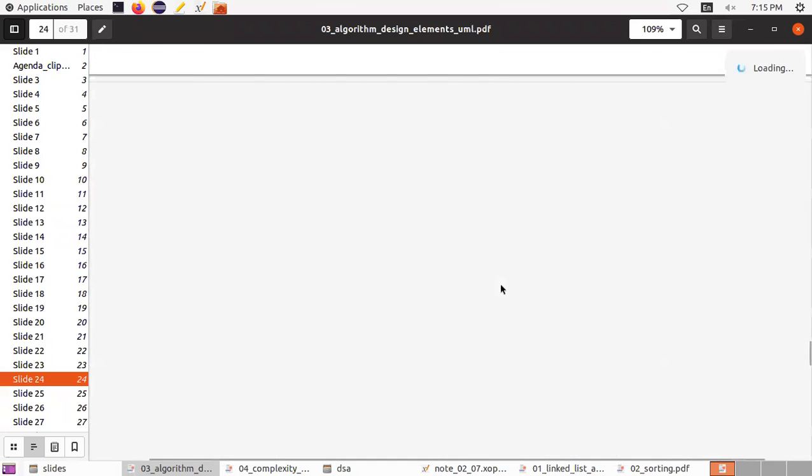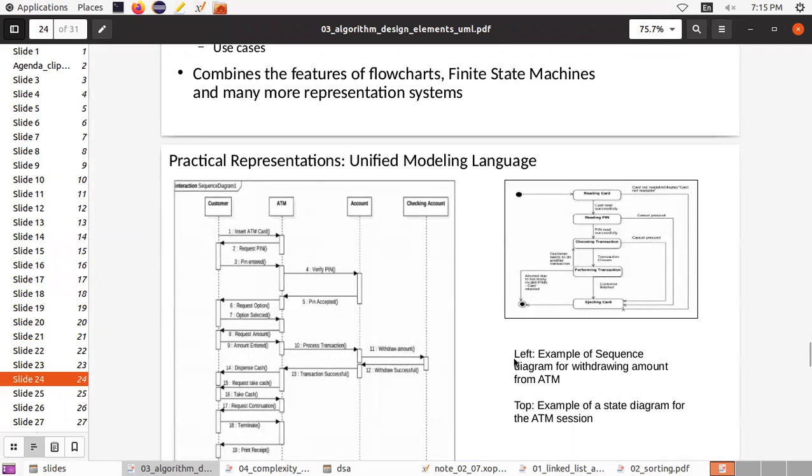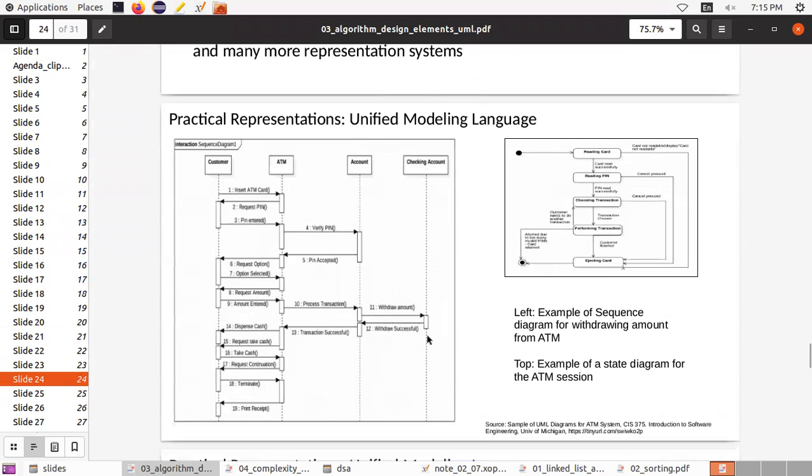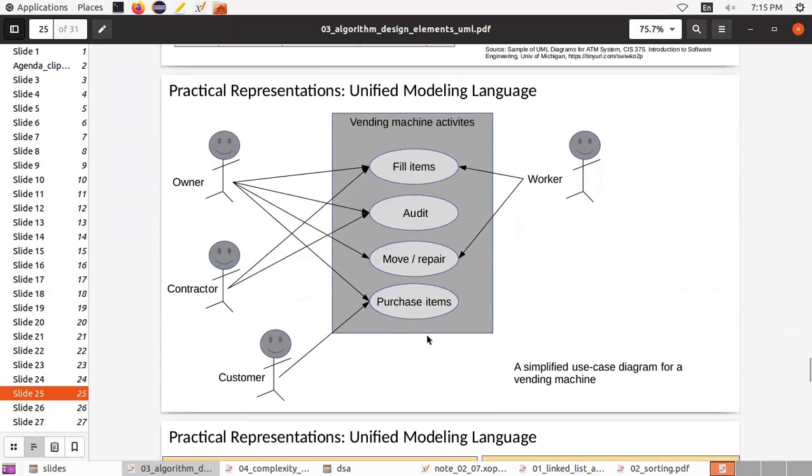So this is called a sequence diagram, and this is called a state diagram, in the UML parlance, in the UML world. So this is another example of a Unified Modeling Language diagram.